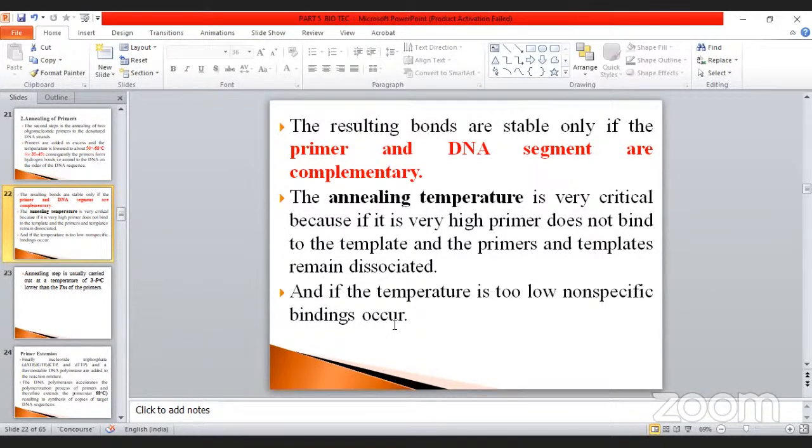Suppose the temperature should be 50 to 65 degrees Celsius. Suppose the temperature is below that, what happens? Non-specific binding also occurs. It is not proper binding. As a result, the product will be useless. You will not obtain the desired copy.